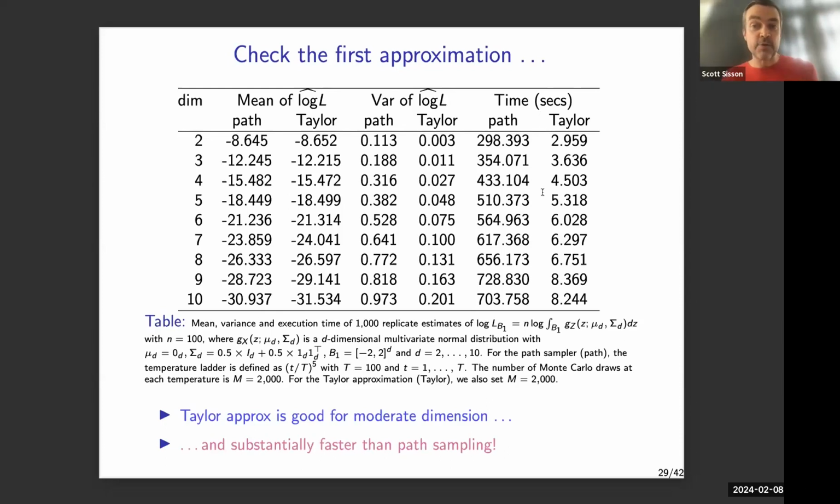But look over here, these last two columns. This is the speed in seconds taken either for maximization or evaluating the likelihood once. 300 seconds versus 3 seconds. 700 seconds versus 8 seconds. This is killer. This is like 100 times faster. So I'm not going to hang around for this. If this approximation is good enough for me, I'm not going to hang around for path sampling to work. I'm going to use this approximation.